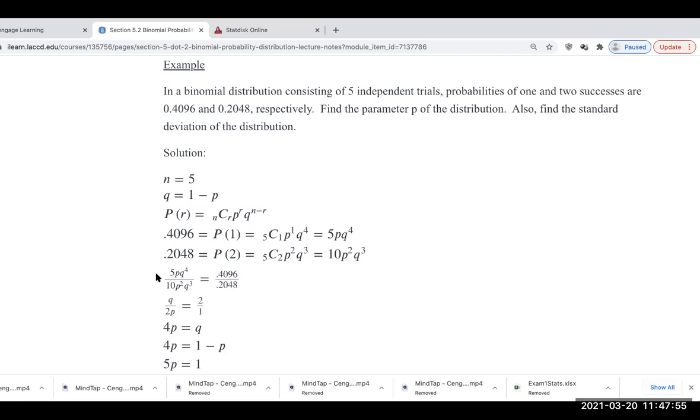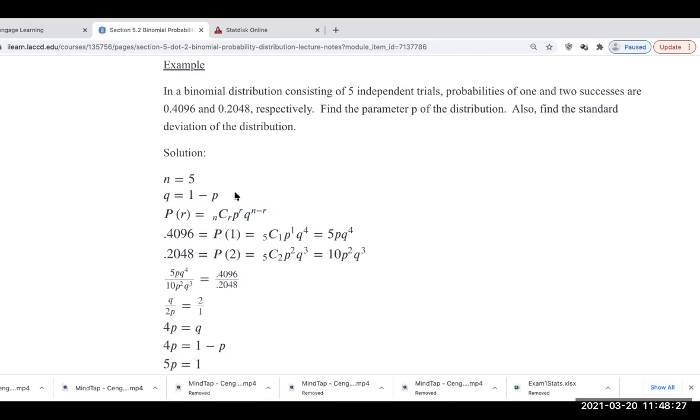Next, in a binomial distribution consisting of 5 independent trials, probabilities of 1 and 2 successes are 0.4096 and 0.2048 respectively. Find the parameter P of the distribution. Also find the standard deviation of the distribution.